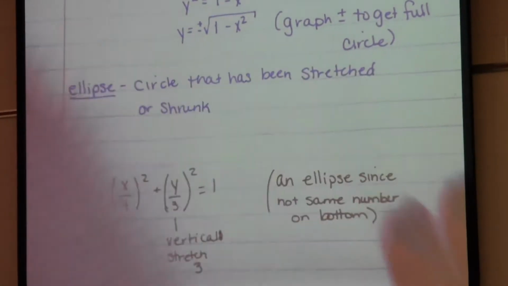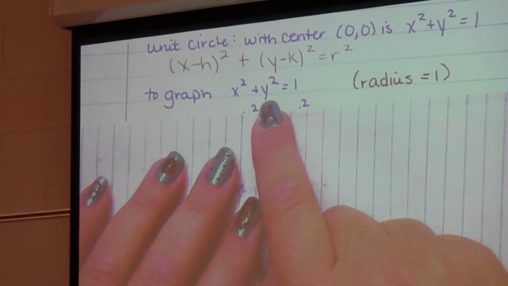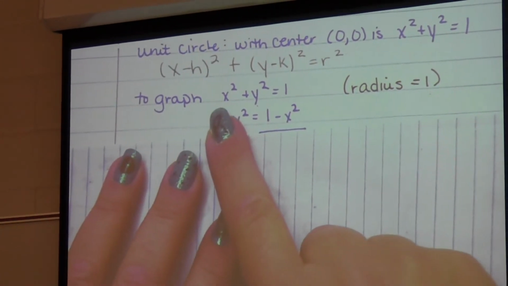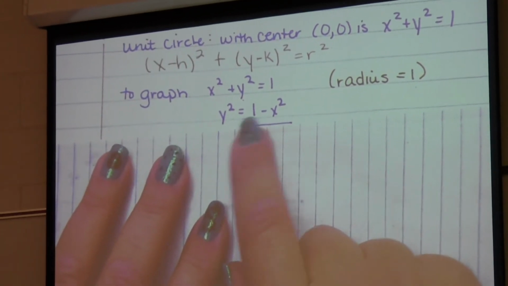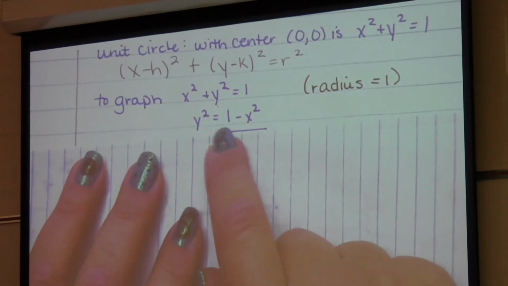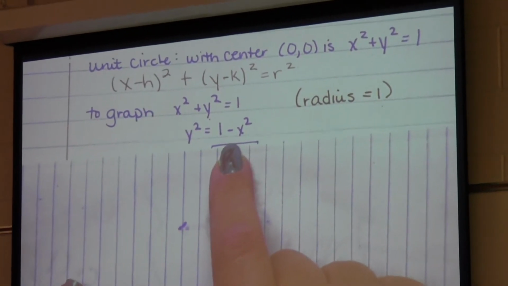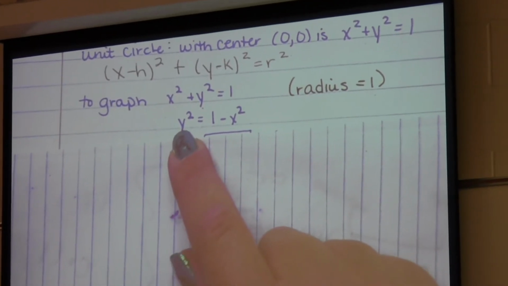If you wanted to do it on your calculator instead, the first thing you have to do is put it in y equals form, because we can't graph anything with an x squared and a y squared. So to put it in y equals form, I would subtract the x squared on both sides. That would leave me y squared equals 1 minus x squared, because this guy canceled out. Then I'm going to have to do what if I have a squared here and I want to get rid of it?